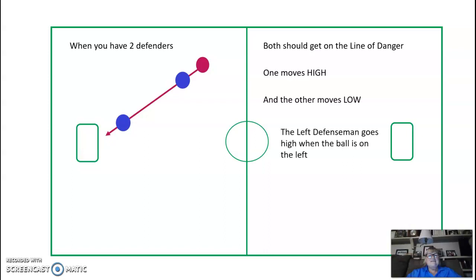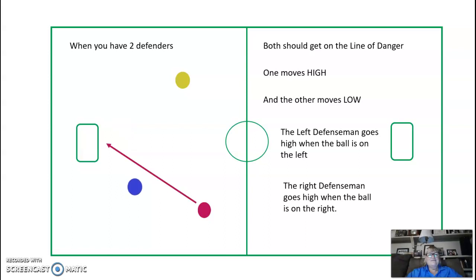The left defenseman is the one that goes high when the ball is on the left. But when the ball moves to the right, now the right defenseman is going to go high, and the left defenseman goes low. Okay? So they kind of work like they're tied together. When the right defenseman goes high, the left one goes low. When the ball's on the left-hand side, the left defenseman goes high, and so the right defenseman goes low.